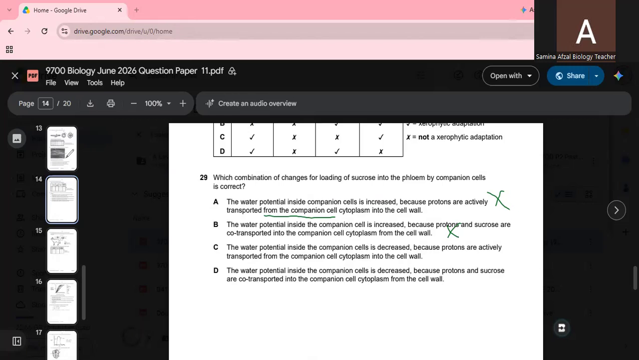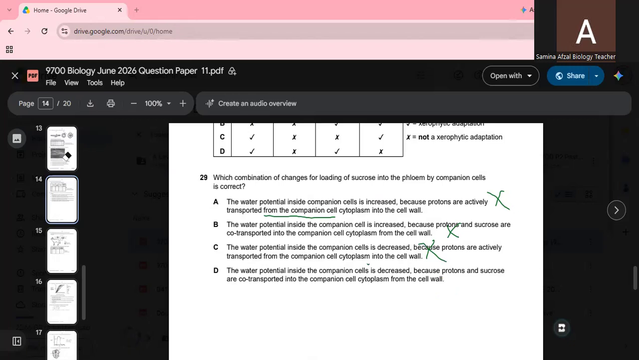Next, the water potential inside the companion cells is decreased because protons are actively transported from the companion cell cytoplasm into the cell wall. The influx and concentration of sucrose decreases, making the water potential inside the companion cell cytoplasm more negative. So again, this is not correct. Sorry, it is option 3 which is not correct.